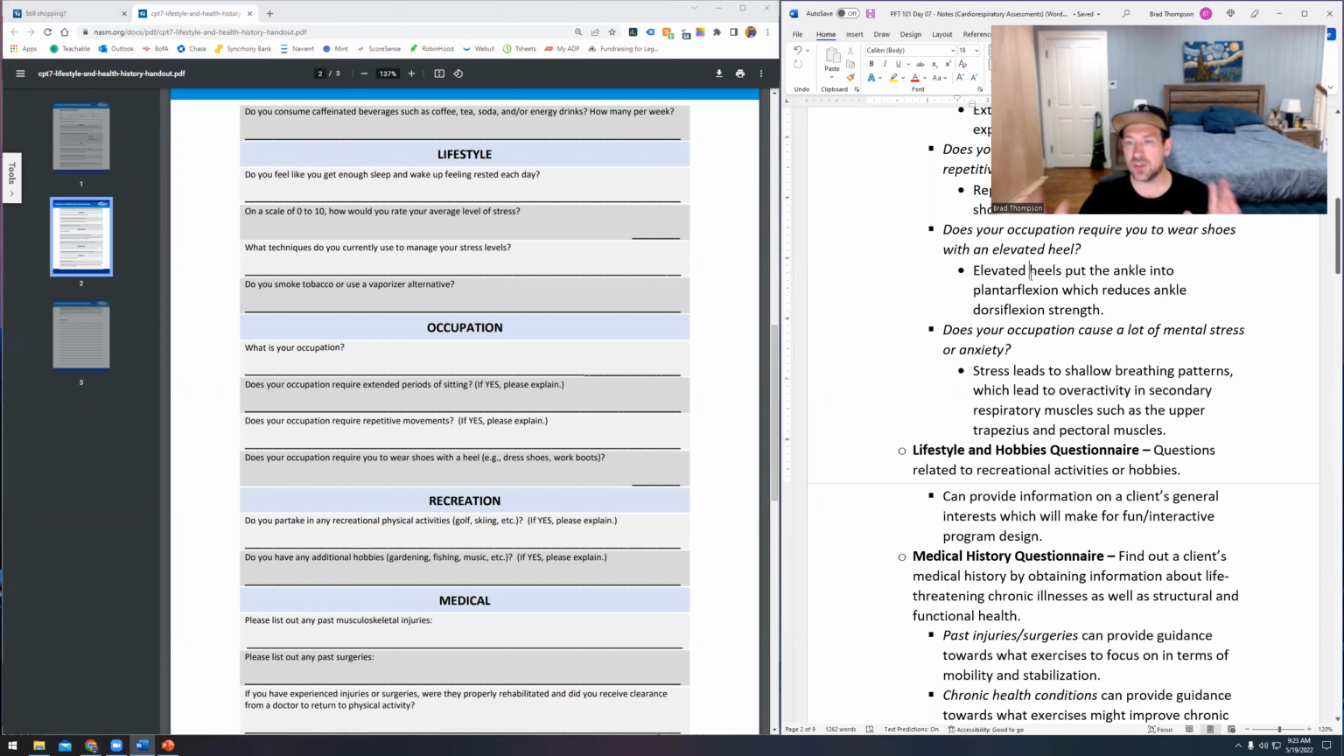So elevated heels put us into plantar flexion, which reduces our dorsiflexion strength because it tightens up the calf muscles and loosens up the anterior and posterior tibialis.